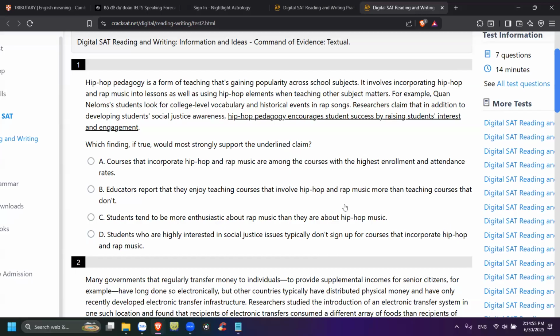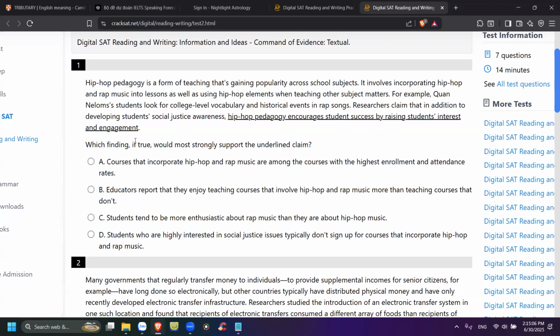Support the underlying claim. So the claim is that hip hop pedagogy, pedagogy means the teaching methods, right? Encourages student success by raising student interest and engagement. So it's interest and engagement. You choose B. Educators support they enjoy teaching courses that don't. Okay, but that is interest, and where is the engagement? Involve. Oh no no no no. That's why I'm like, what?